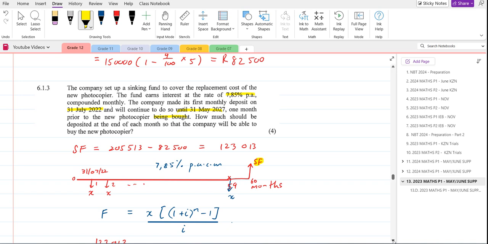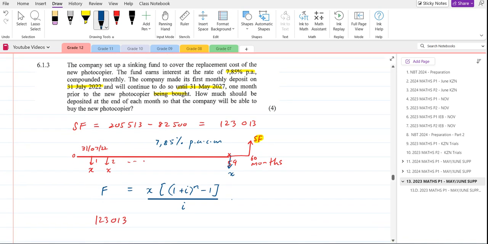So the correct method will be this, and you have to accumulate this entire amount because you group this whole thing now with interest for another month to get there. Because remember the sinking fund is here, they want to replace the printer after 5 years. Do they say anything here? Cover the replacement cost of the new photocopier. When will the replacement cost take place? After 5 years. After 5 years is at 60 months. It's kind of ambiguous. Yeah, after 60 months.